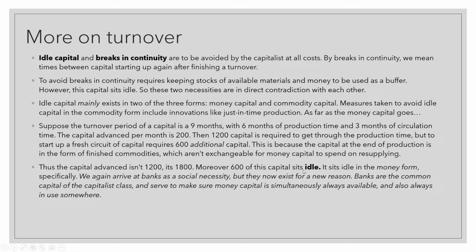For capital sitting idle in the money form, what do you get? Well, you get yet another reason why we have banks and a credit system. It's interesting as you read Capital, you see Marx come up with like 78 different reasons why the credit system, why banks, become a social necessity. We've already seen one of the most important ones, which is to resolve that contradiction between money as a measure of value and money as a means of exchange. But here it exists to resolve a completely different contradiction, that between idle capital and avoidance of breaks in continuity. Banks now exist essentially as the common capital of the capitalist class.